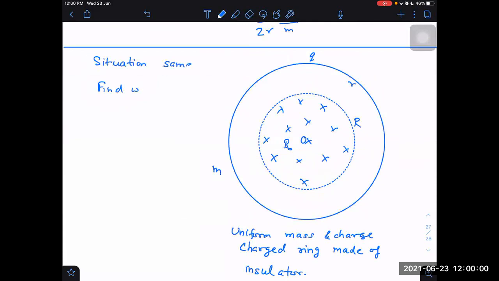Sir, why will it rotate? Same situation as in the above question we are having, but this time you need to take torque. Torque tau equals to dL by dt. Instead of v, you have to find I omega, we have to take.